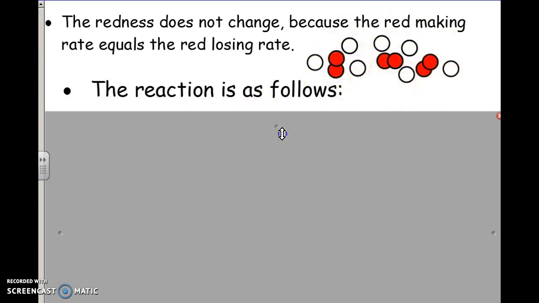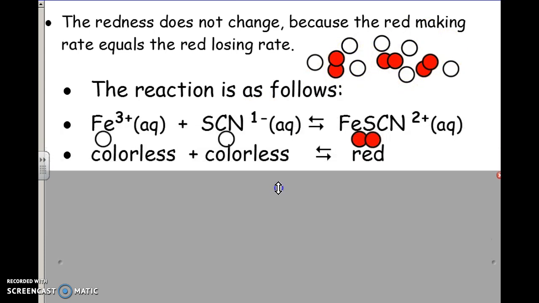The reaction is as follows. So this is a real chemical reaction. We have iron ions and thiocyanate ions making iron thiocyanate. The ions are clear and colorless, and here we have a red pigment that shows up when the two come together.